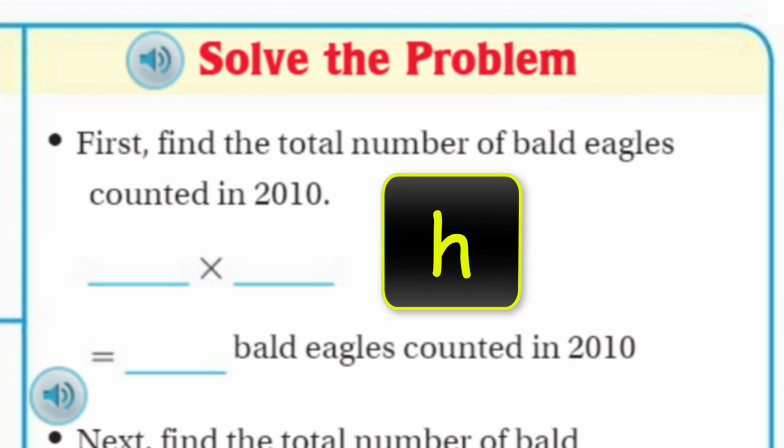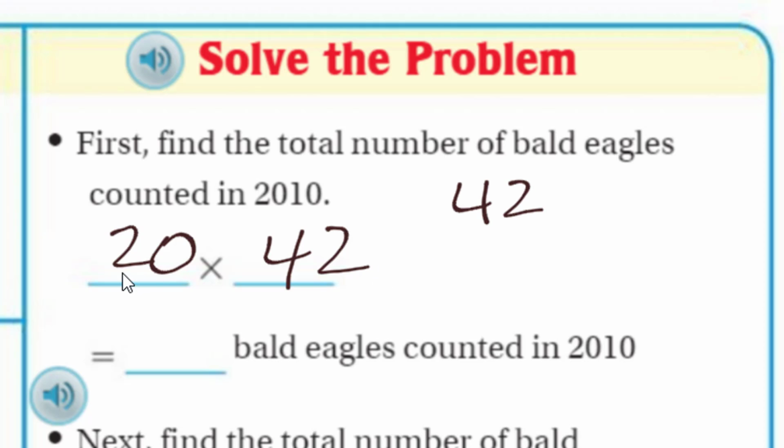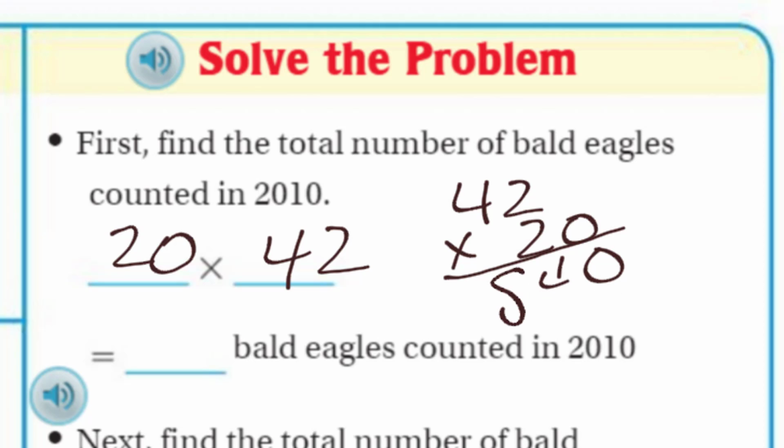Okay. Well, in 2010, we had 20 times 42. And what I love about these, I think this is just 42 times 2 and then one more power of 10. So what I do sometimes, I'll just write the problem like this. Why do I do that? Because that 0 is just going to be a 0 anyway. That's your power of 10. Now I'm just doing 42 times 2. And that's 4, 8. Hey, 4. There we go. So it's equal to 840 bald eagles were counted in 2010.